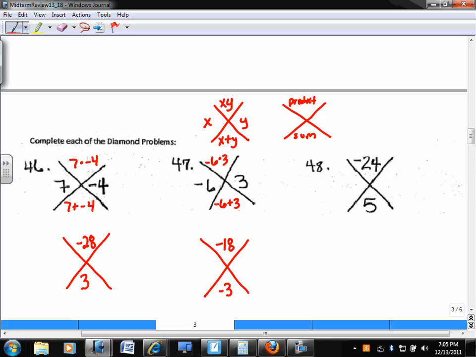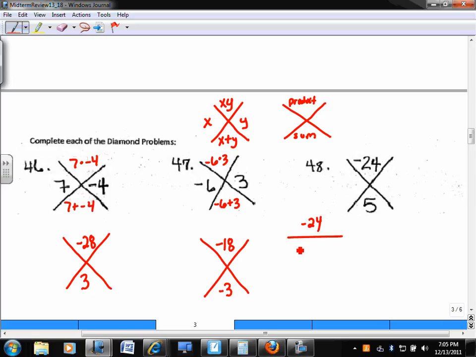48 is set up a little different. We know the product and the sum, and we need to figure out what the numbers on the left and right are. So what numbers would multiply to negative 24 and add to positive 5? Well, let's see. Let's break down negative 24.